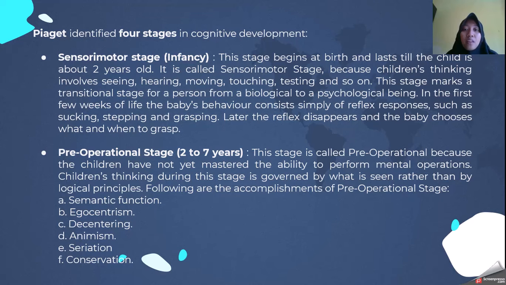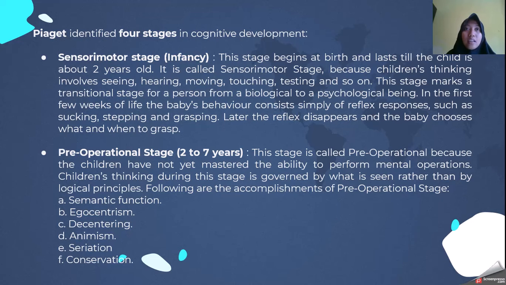So it means from when the child is born until the child is 2 years old, it's called the sensory motor stage, because the children's thinking involves seeing, hearing, moving, touching, tasting, and others. This stage marks a transition for a person from a biological to a physiological being. In the first few weeks of life, the baby's behavior consists simply of reflex responses, for example sucking, stepping, or grasping. Later, the reflex disappears and the baby chooses what and when to grasp.